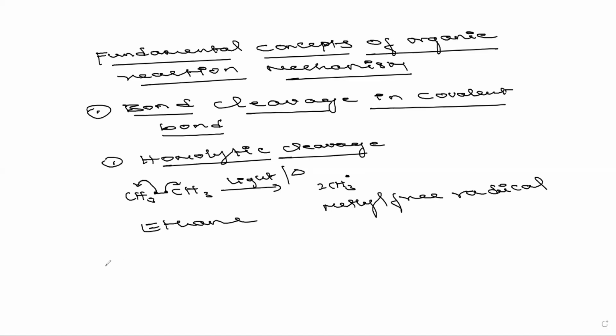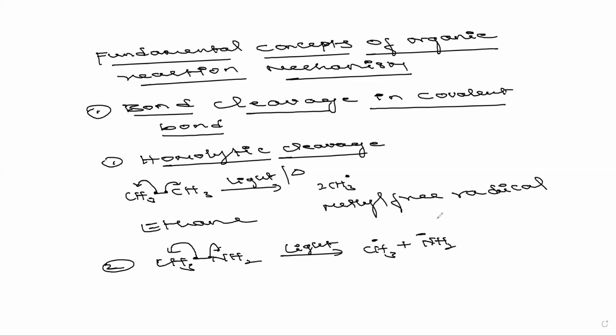Second example, if we take CH3 single bond NH2. In presence of light, this bond contains two electrons. So this electron shifted to nitrogen and this electron shifted to CH3. It becomes CH3 free radical plus NH2 free radical. If one dot is present, it means it is a free radical. It is methyl free radical and amine free radical.